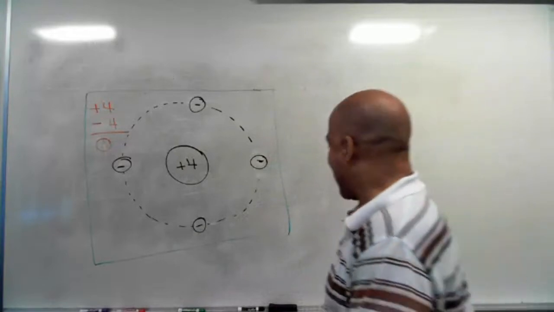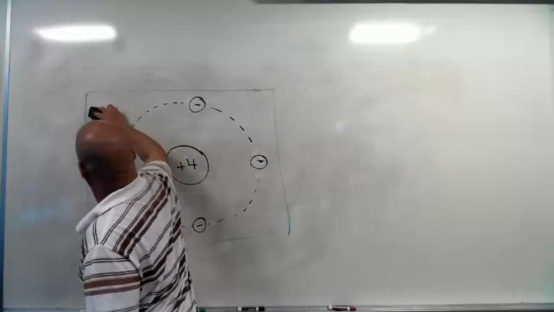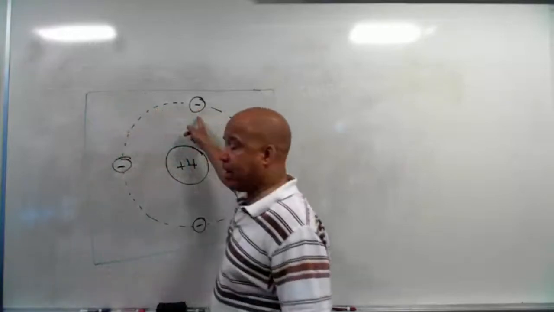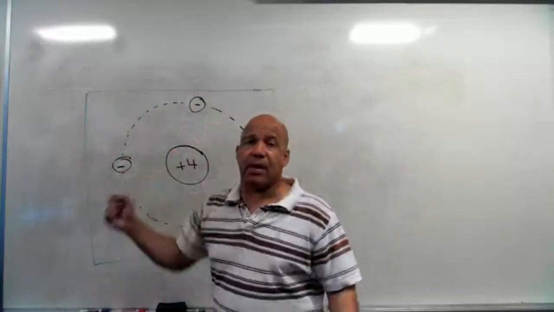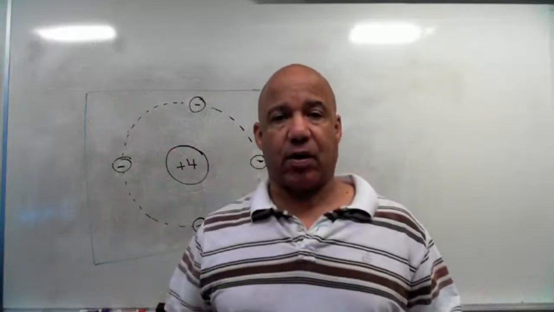Well, if I want to charge the atom, here's what I'll do. See this electron right here? I'm going to remove it. Now, when I remove the electron, it's got to go somewhere. It can't just disappear. It's got to go somewhere.